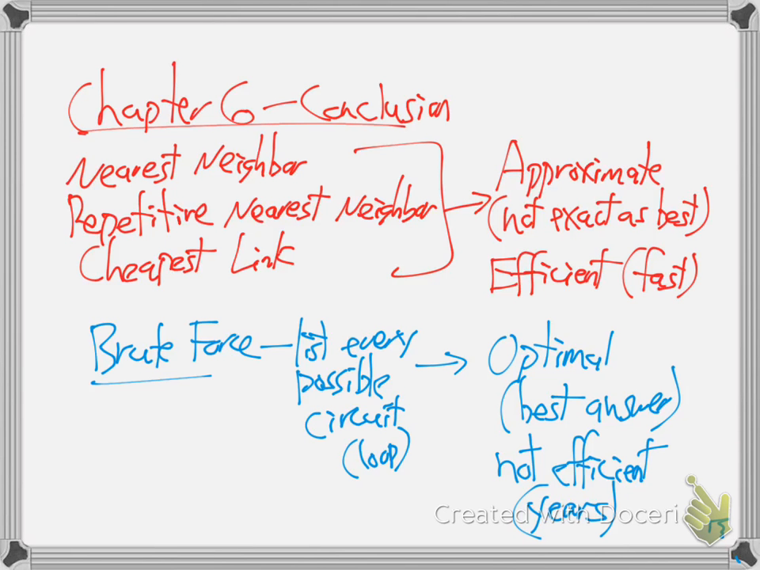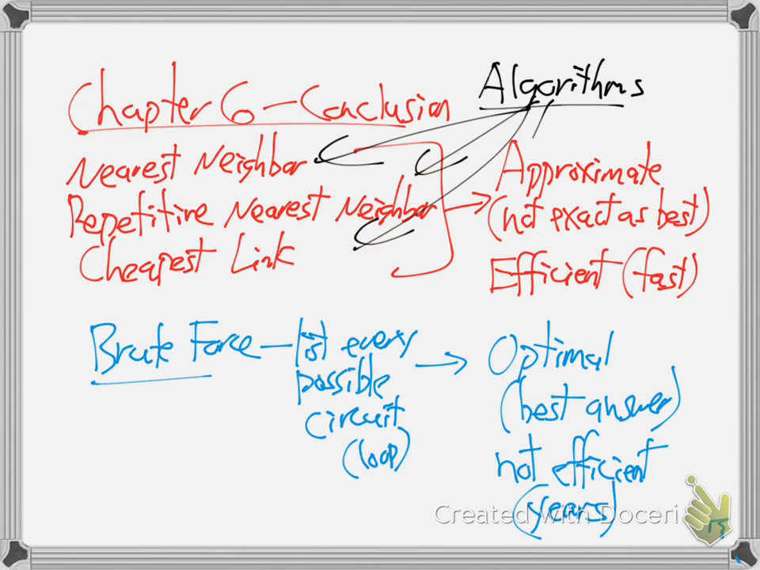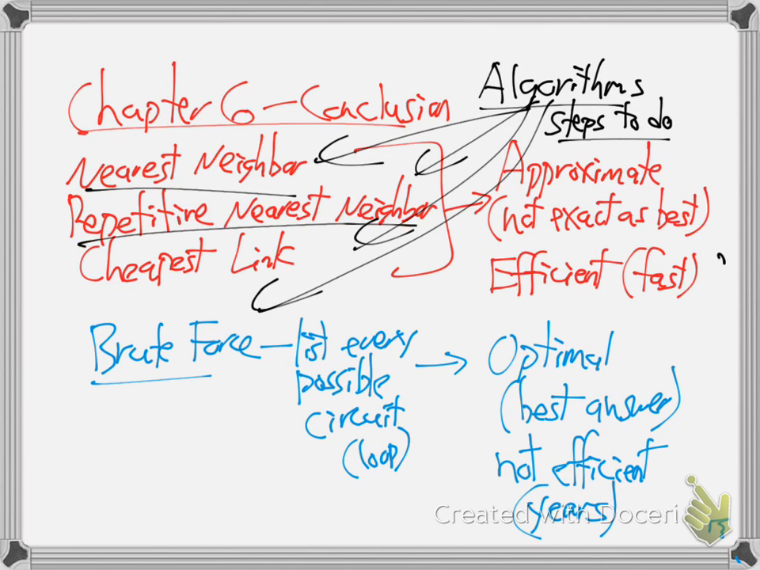We call all those, the lingo in the math science world, algorithms. All these are different algorithms. Algorithm is steps to do anything. Like a recipe. A recipe is technically called an algorithm. Bless you. So it's just a fancy word. Just recognize that word. It just means recipe, just a bunch of steps to get something done, right? But the math science world calls it an algorithm. So the nearest neighbor algorithm, the repetitive nearest neighbor algorithm, the cheapest link algorithm, the brute force algorithm, meaning method of steps to go through.